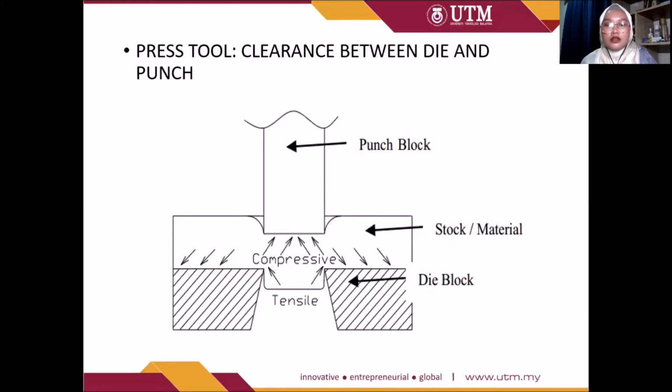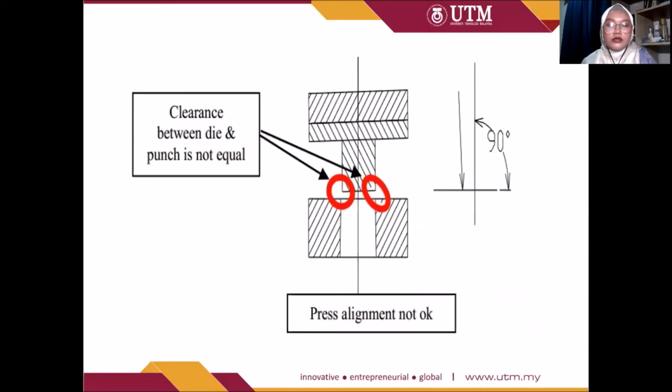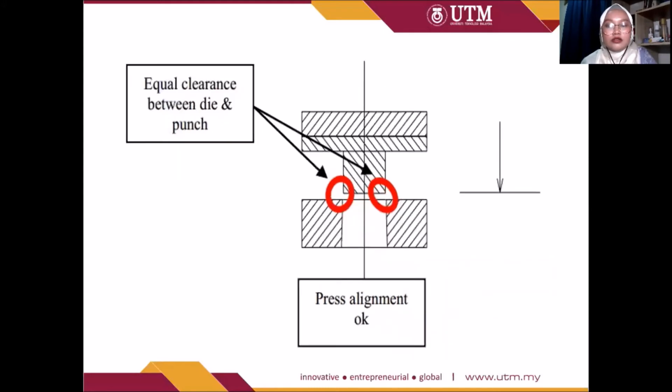And you can refer to the picture. This is the clearance between die and punch that are not equal, and this one is not okay. And this one is the equal clearance between punch and die, same. So the press alignment okay will not cause the scratch start in the upper or lower die.